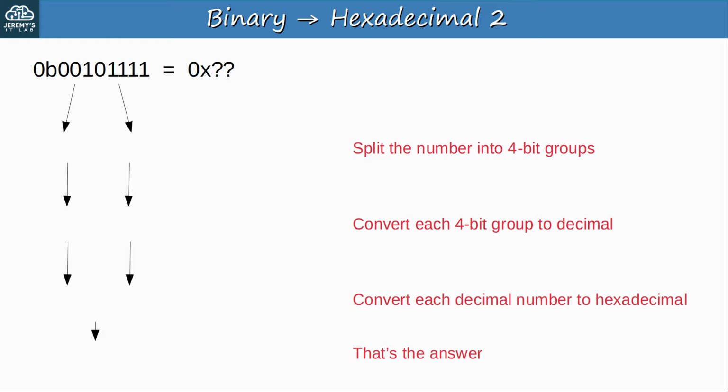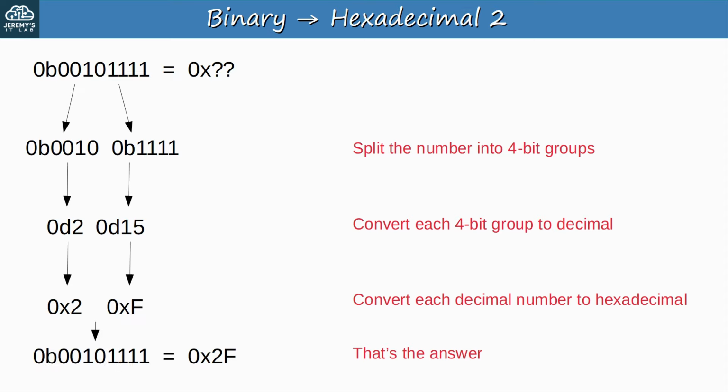Pause the video to try this one out yourself. Do the steps as written. Let's check. First, split the number into 4-bit groups. Convert each group to decimal. Convert each decimal number to hexadecimal. And there's the answer. Binary 0010, 1111 is equal to hexadecimal 2F.